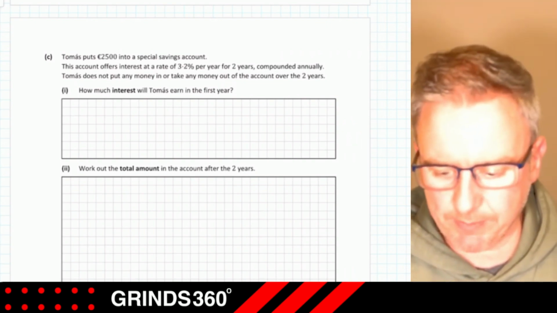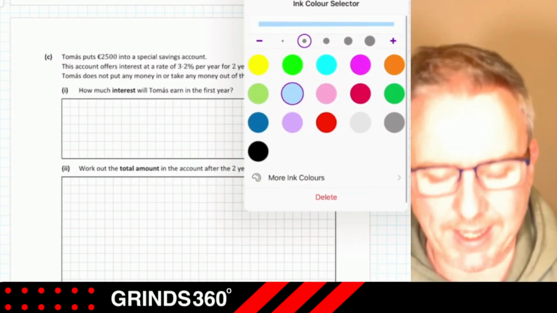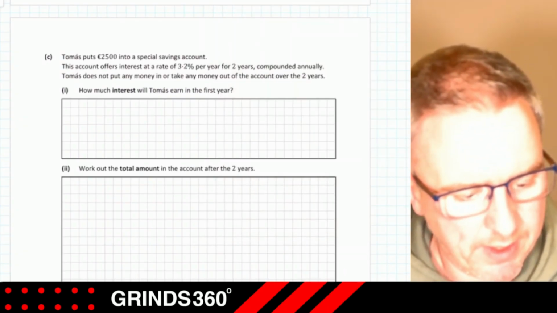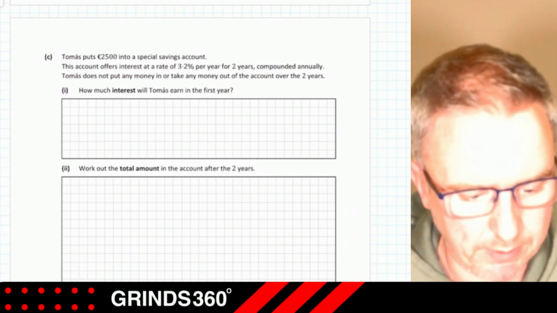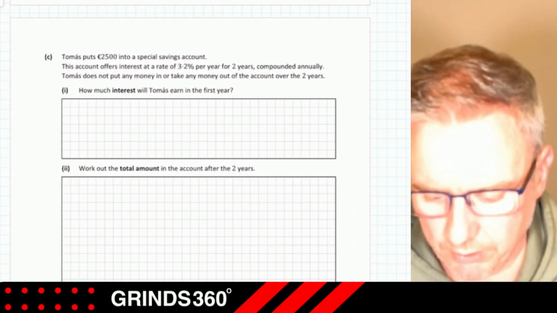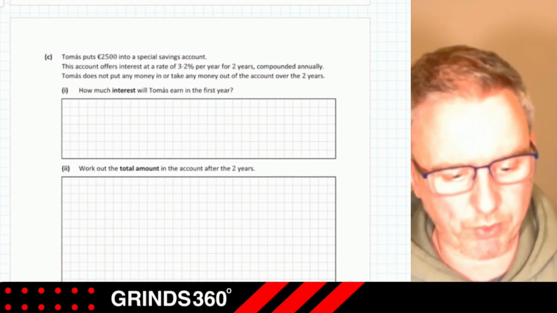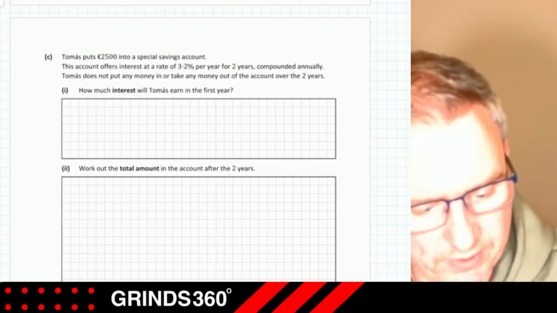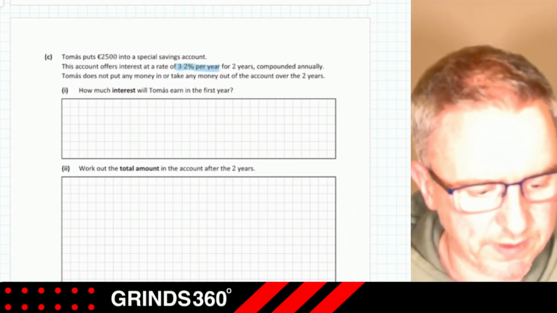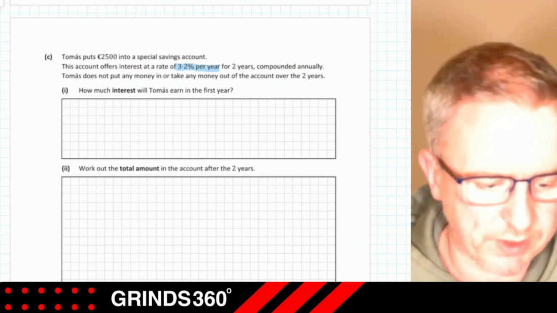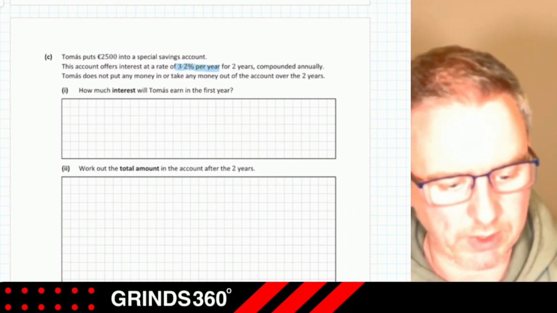Now you just need to be careful with the way this is worded, okay? And I think this kind of catches people sometimes. So this account offers a rate of 3.2% per year for 2 years. Okay, so it's going to earn 3.2% per year. That's the first thing. All right, it's compounded annually, and Tomás does not put any money in or take any money out of the account over the 2 years. So how much interest will he earn in the first year?